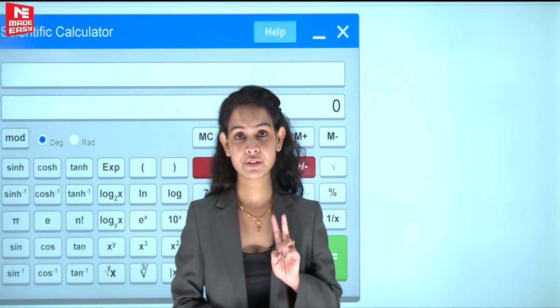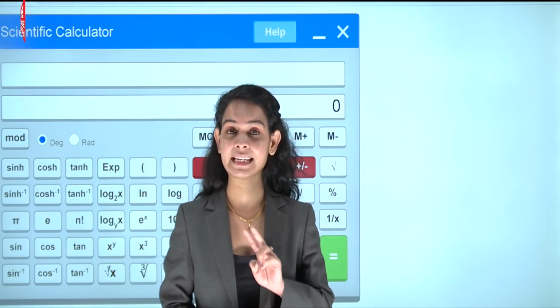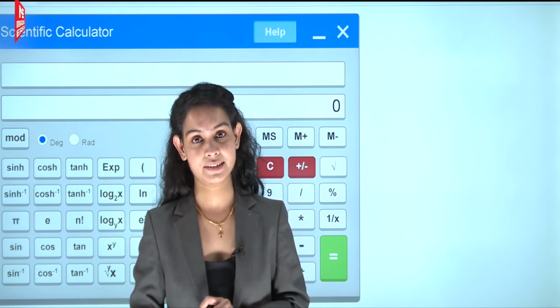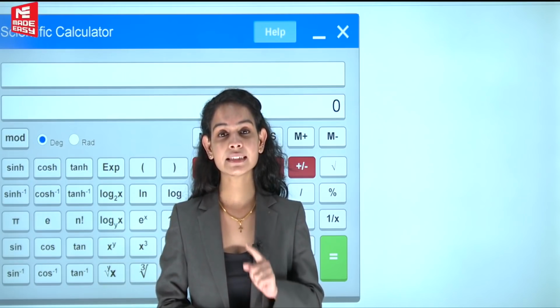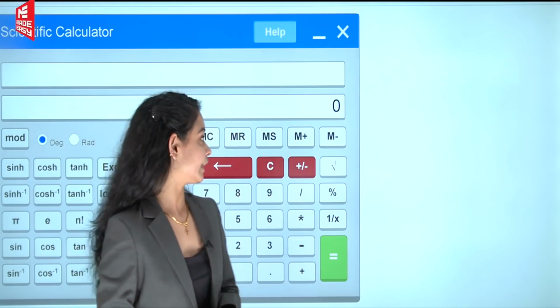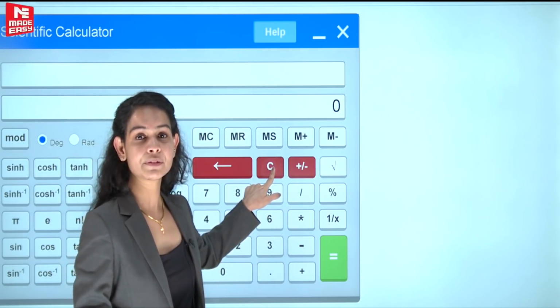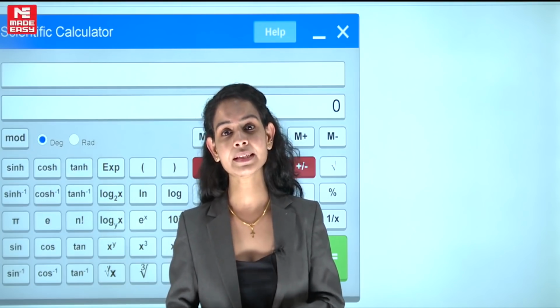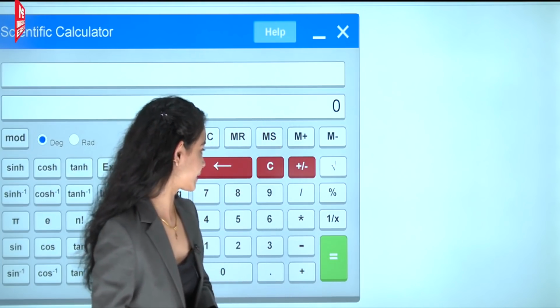The two things that you have to keep in mind before performing any function on this scientific calculator are: one, the BODMAS rule. In every calculation, the BODMAS rule will be followed. The second is, do not forget to press this C before you start a new calculation. So first, we'll start with log operations.